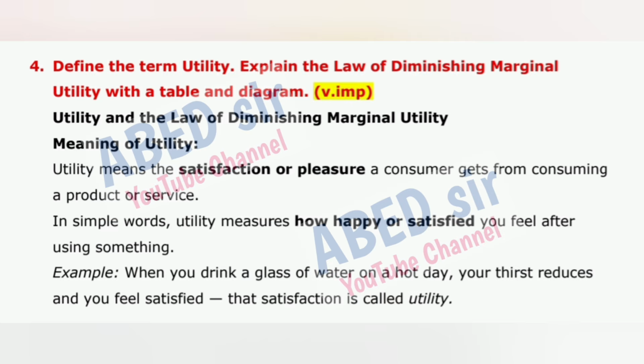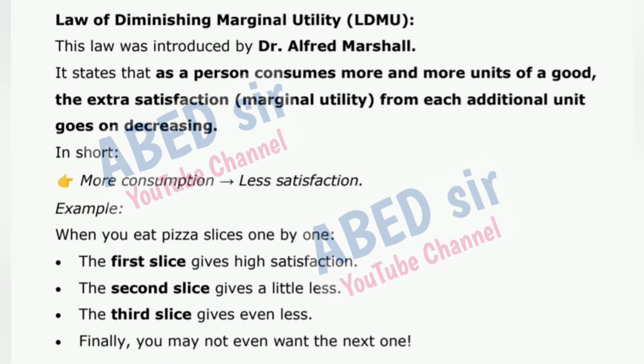Example: when you drink a glass of water on a hot day, your thirst reduces and you feel satisfied. That satisfaction is called utility. Law of diminishing marginal utility, LDMU. This law was introduced by Dr. Alfred Marshall. It states that as a person consumes more and more units of a good, the extra satisfaction, marginal utility, from each additional unit goes on decreasing. In short, more consumption, less satisfaction.